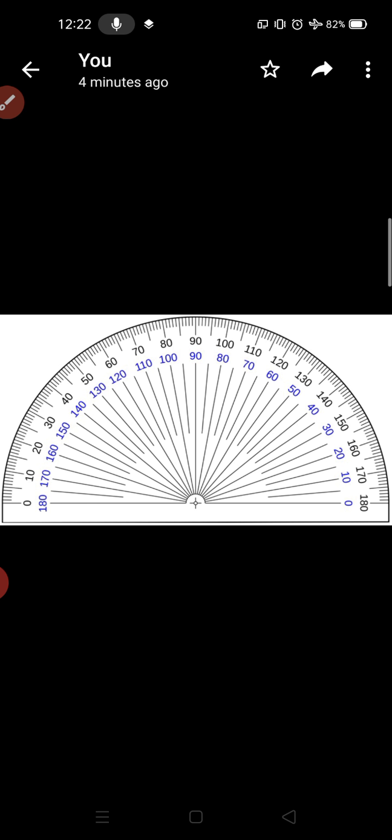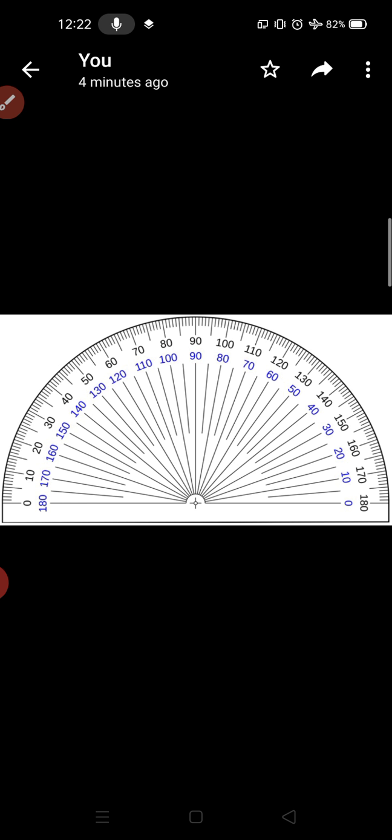Here, if you see, the bottom line is a straight line which denotes 180 degrees. Next, if you see upside, the curved edge is there. This curved edge is divided into 180 equal parts. Each part is equal to 1 degree.